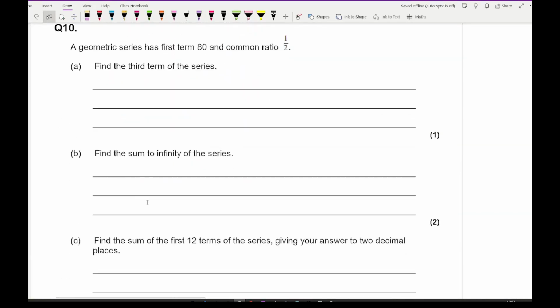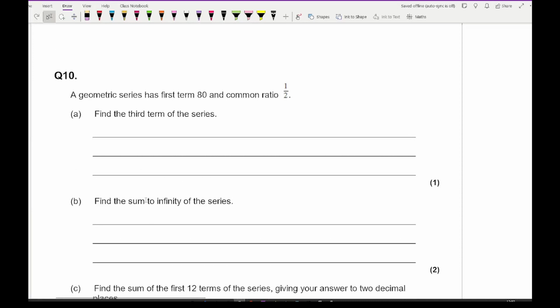Then moving on to question 10, it says a geometric series has the first term of 80 and a common ratio of a half. Find the third term of the series. Well, the third term of a GP is going to be a times r to the power of 3 minus 1. So u3 is going to be 80 multiplied by a half to the power of, I don't know why I wrote 2 there, that should be a 1, squared. And typing that into my calculator, I get an answer of 20.